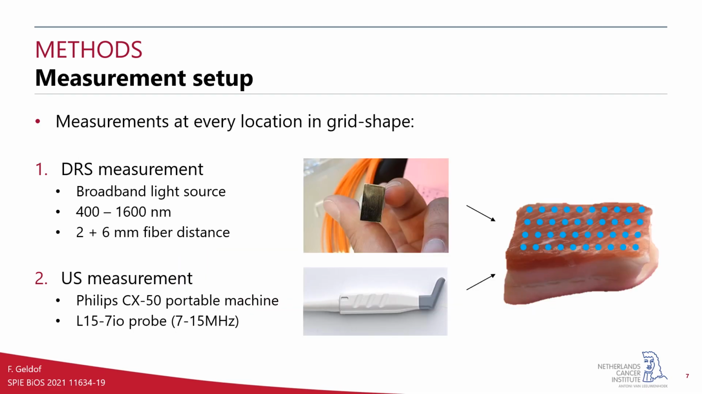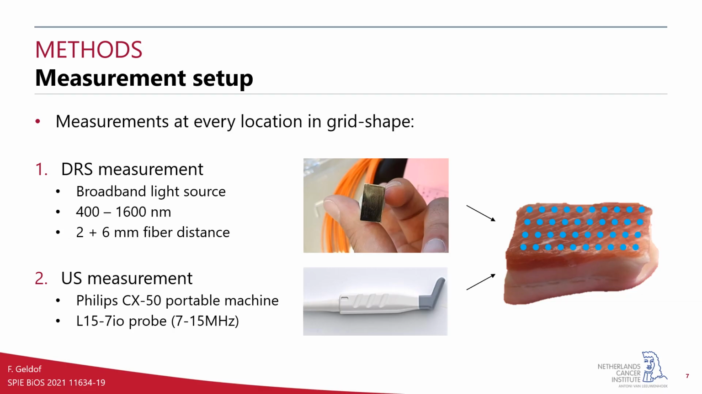Next, measurements were performed in a grid shape. At every location of the tissue structure, both a DRS measurement and an ultrasound measurement was performed. The DRS measurements were acquired using a broadband light source, a wavelength range of 400 to 1600 nanometers, and two fiber distances of 2 and 6 millimeters to retrieve information from multiple sampling depths.